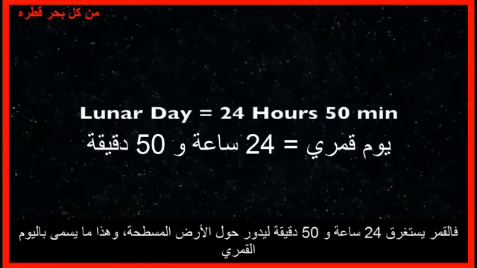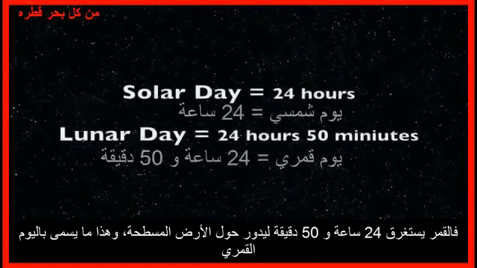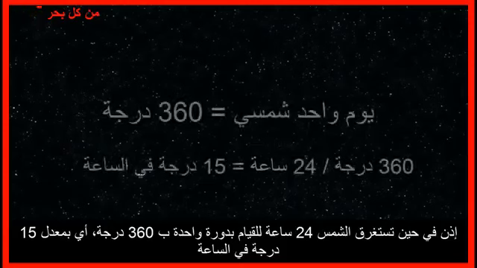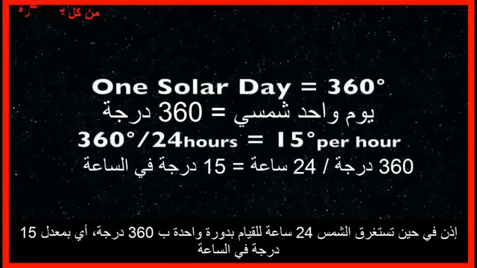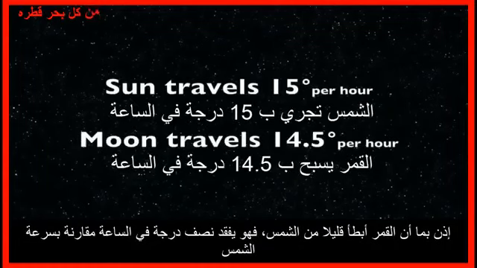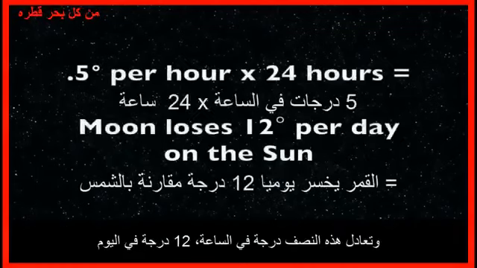sun. The moon takes 24 hours and 50 minutes to circle the flat earth. That's what's called a lunar day. It's slightly slower than the sun. So where the sun takes 24 hours to make one 360-degree circle, which is 15 degrees an hour, the moon takes 24 hours and 50 minutes to make one 360-degree circle, which equates to only 14.5 degrees per hour. So the moon, because it's slightly slower, loses a half a degree on the sun per hour. So this half a degree per hour equals 12 degrees per day.